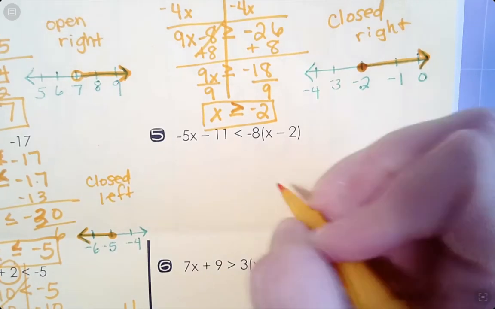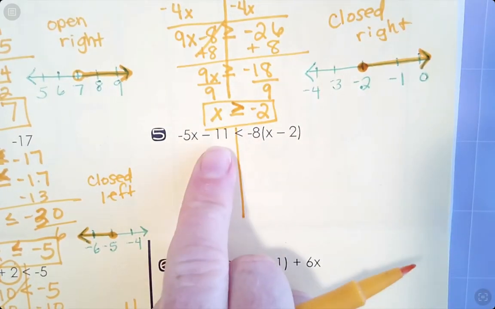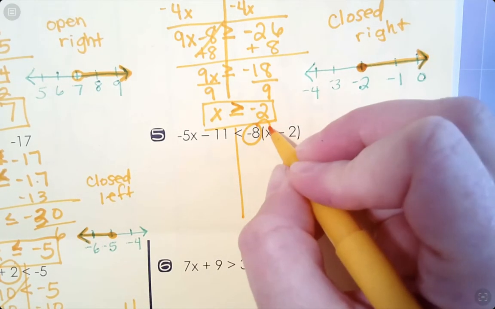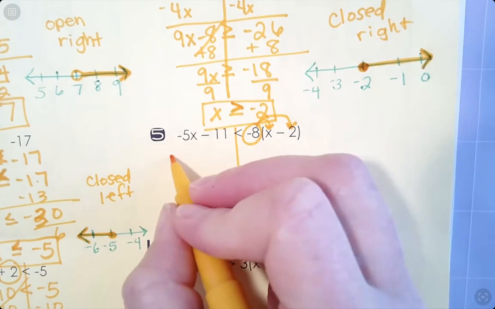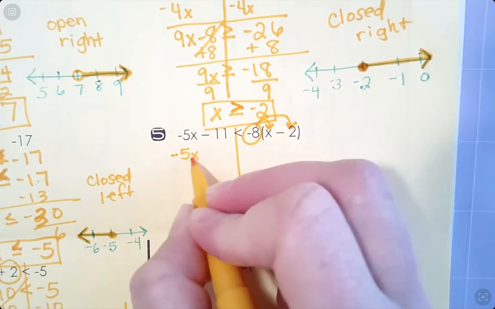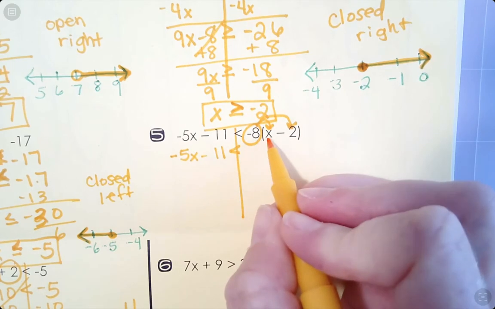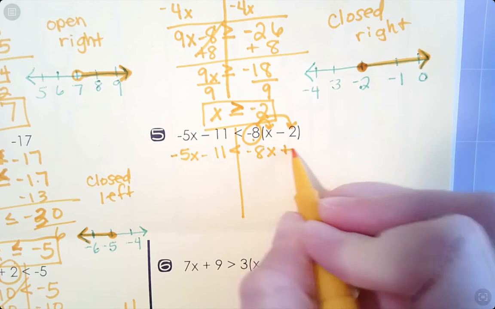And the next one, a line down the right side. The left side, there's nothing we can do. The right side, we have this negative 8 on the outside of the parentheses. So we need to distribute that. So the left side, we're just going to carry down. So negative 5x minus 11 is less than negative 8 times x is negative 8x. Negative 8 times a negative 2 is positive 16.